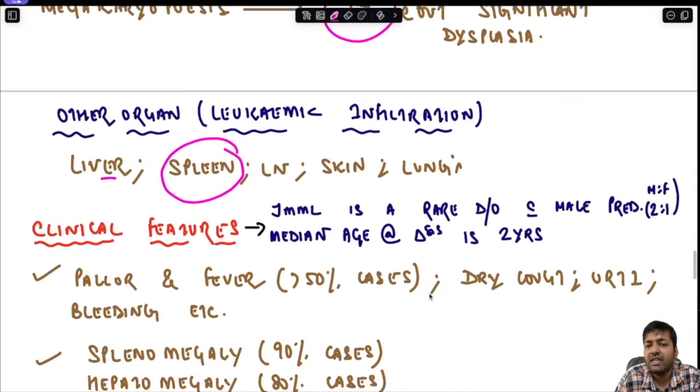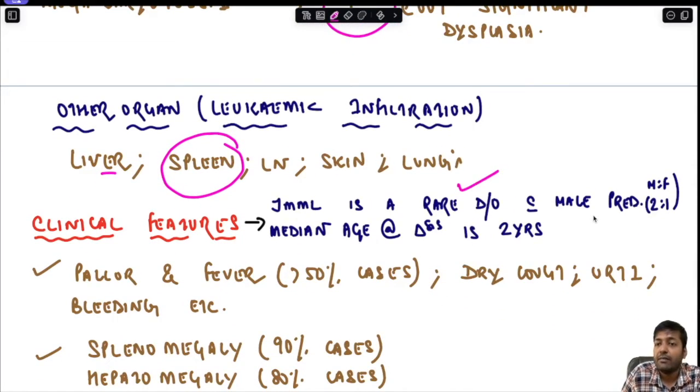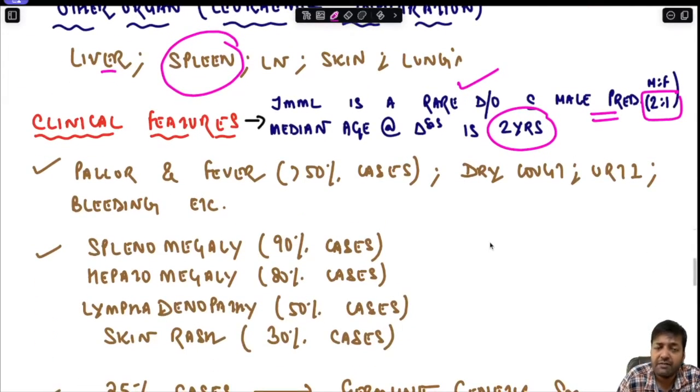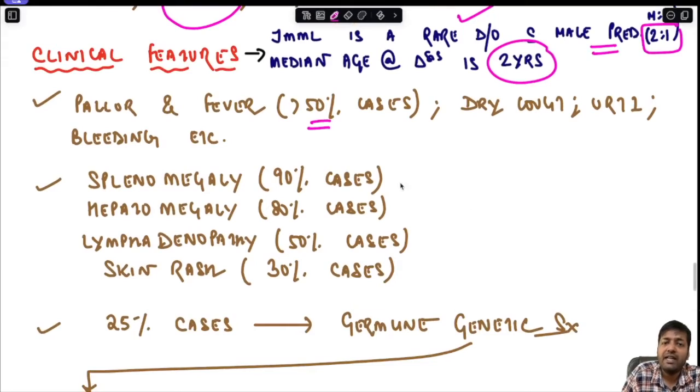Now clinically, JMML is a rare disorder with a male predominance, and the male to female ratio is 2:1. The median age at diagnosis is 2 years. Usually the patients present with pallor and fever in more than 50% of the cases, dry cough, upper respiratory tract infection, bleeding, etc. Splenomegaly is present in 90% of the cases, hepatomegaly 80%, lymphadenopathy 50%, and skin rash 30% of the cases. So you see that leukemic infiltration is very common in JMML.